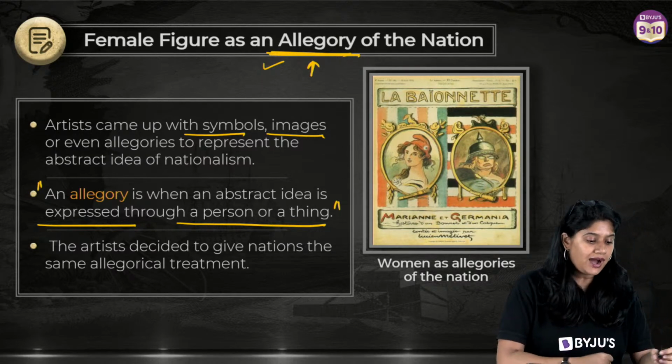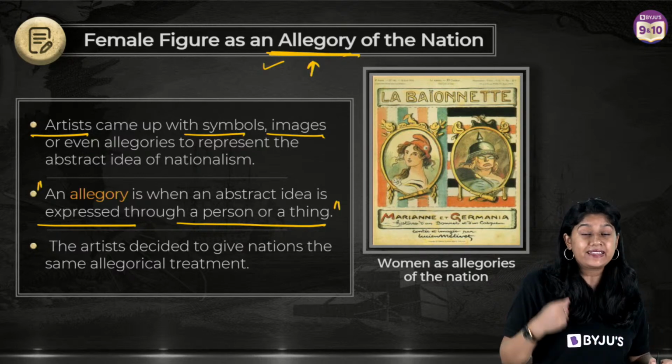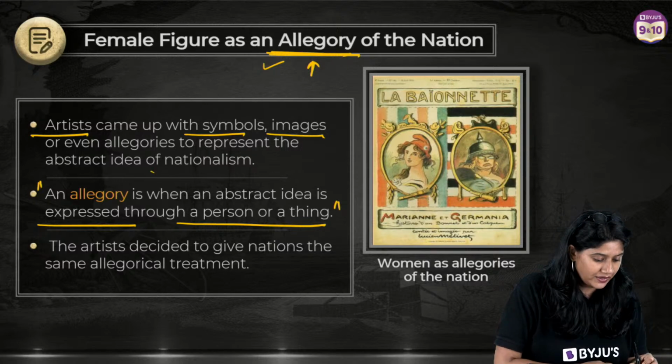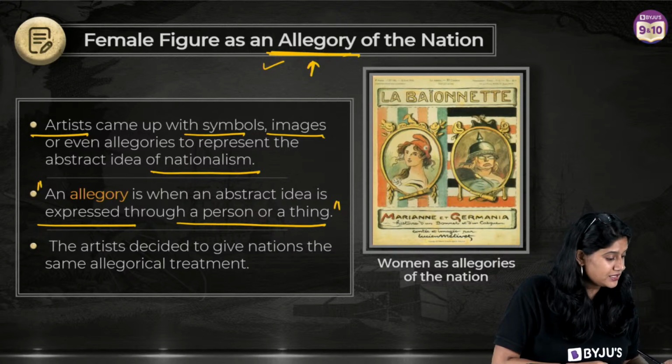So what the artists did, they came up with this, and that's how they thought they could create the idea of nationalism. Everyone, are we clear with that?